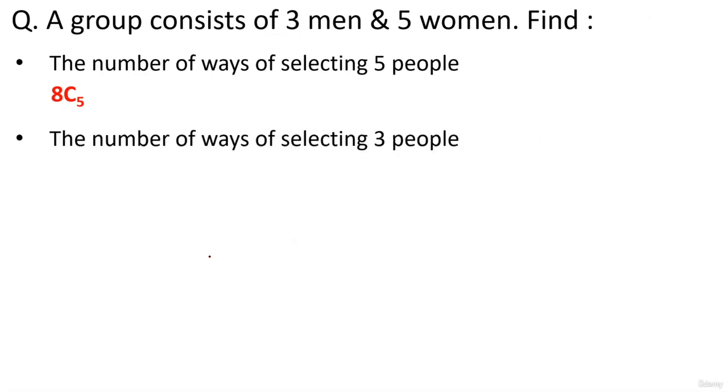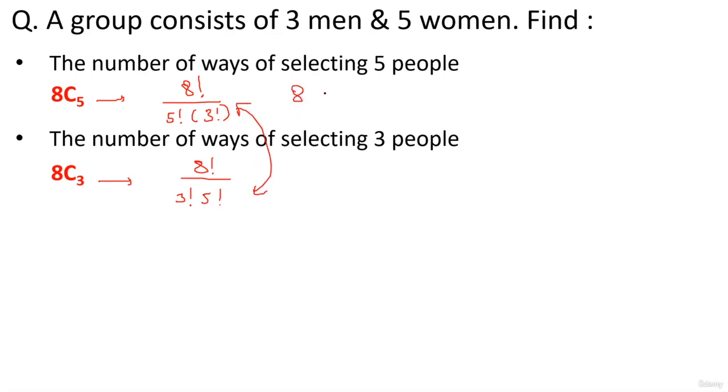Number of ways of selecting 3 people. Again 8 में से 3 लोग को select करना है, 8C3. Guys हम लोग observe करते हैं 8C5 क्या हो जाएगा, 8 factorial divided by r factorial into n minus r factorial, right? So ये 3 हो जाएगा basically, 3 factorial. Similarly 8C3 will be 8 factorial divided by 3 factorial and 5 factorial, right? So these two are equal, right? So what do you observe, 8C5 is equal to 8C3.